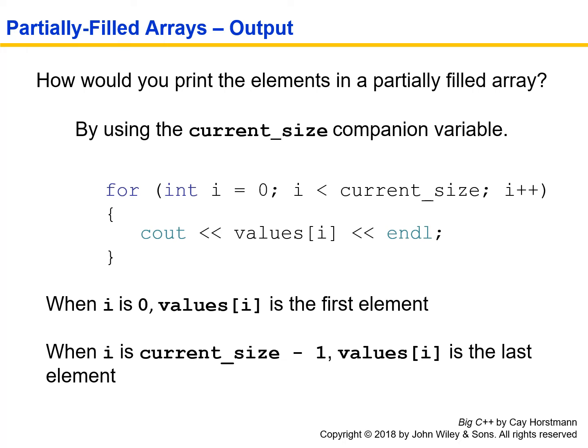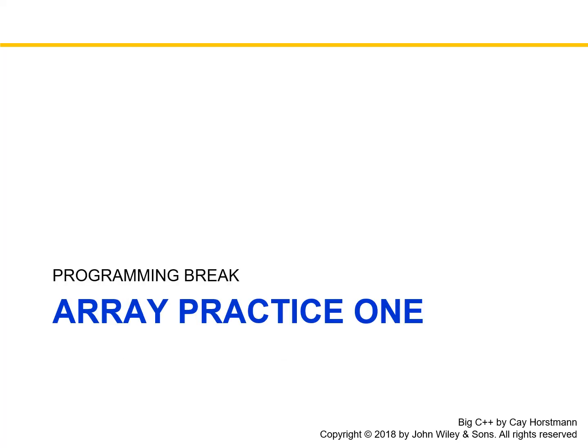How would you print the elements in a partially filled array? Well, we use the same for loop we did before, but instead of putting capacity here, we put current size. We say i is less than, again, make sure it's less than and not less than or equal to, current size, and this would print all the values that we're actually using in the array.